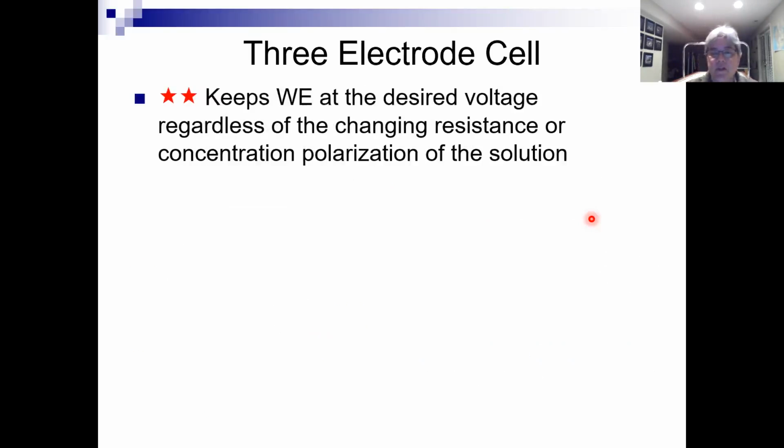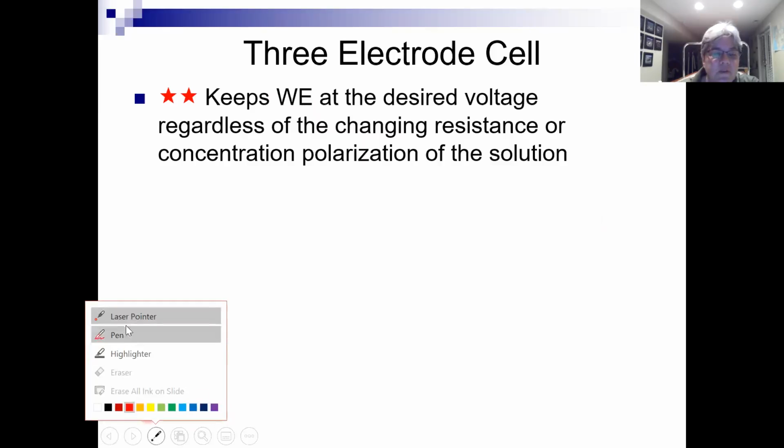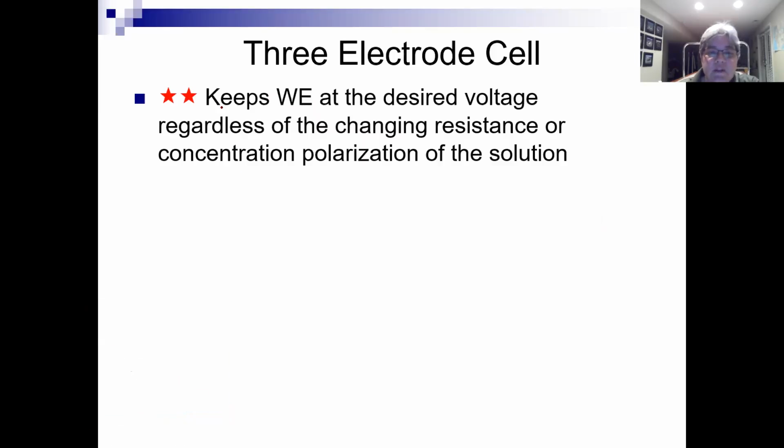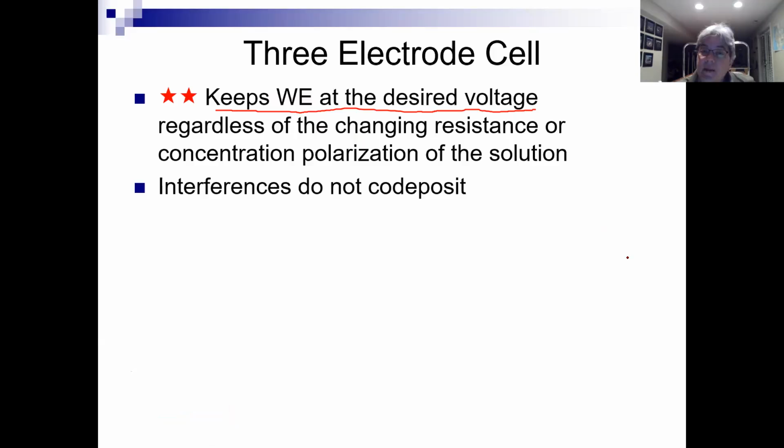All right, so 3-electrode cell. Its job is to keep the working electrode at the desired voltage. All right, so that's what you need to remember about the 3-electrode cell. It keeps the working electrode at the desired voltage. Okay, so that no matter what's going on in solution, no matter how the overpotentials are changing, that voltage between the reference and the working is always where you want it. And that means you don't get interferences co-depositing. Okay, so 3-electrode cell and the important point. So that's one of the main points for this chapter: why we need this 3-electrode cell.